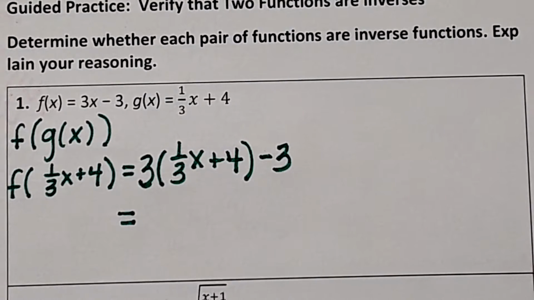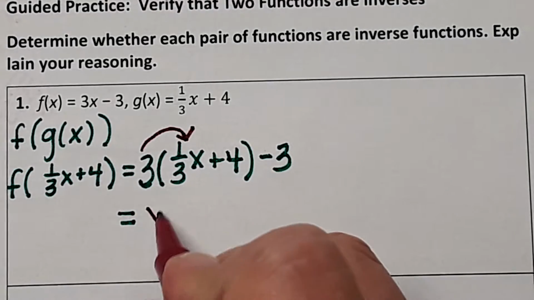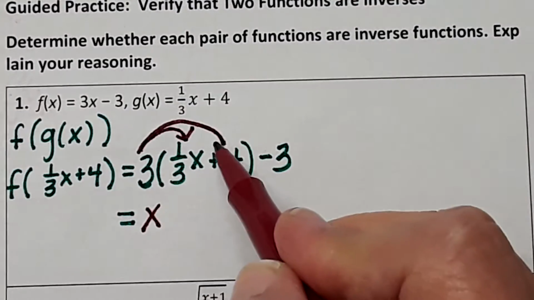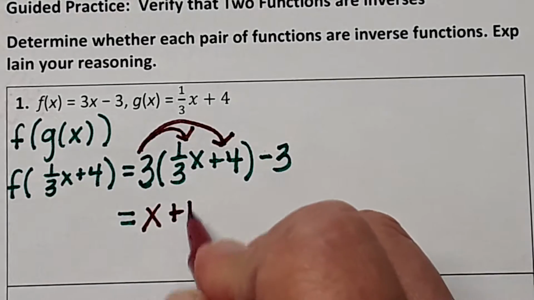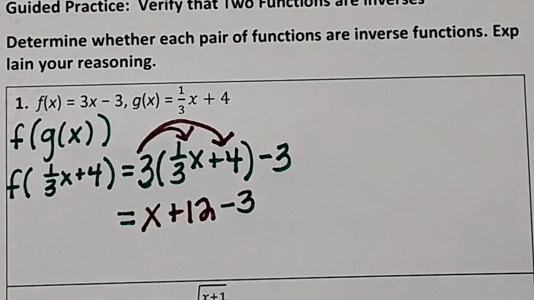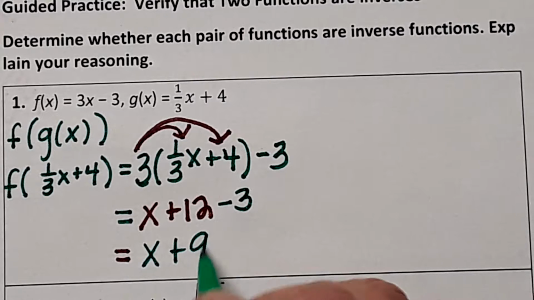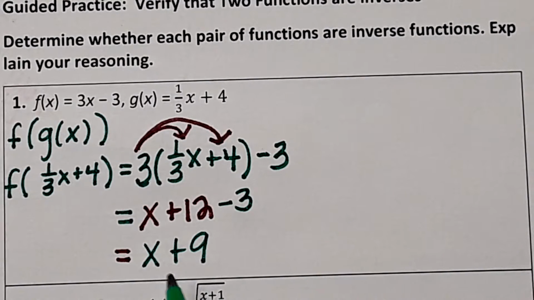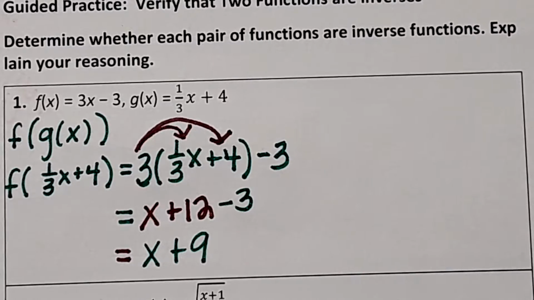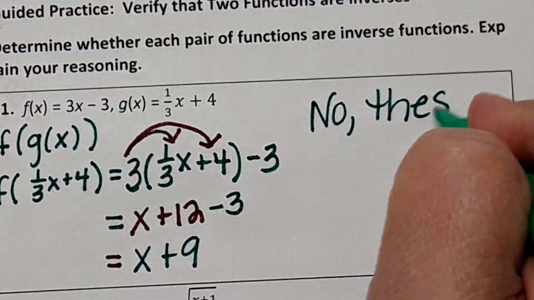Now we're going to use the distributive property. What is 3 times 1/3? 1. What is 3 times 4? And then we have that minus 3. So what does that simplify down to? X plus 9. Because it does not simplify down to x, it needs to be just the plain old x, these are not inverse functions. You only need one to prove it, you guys.